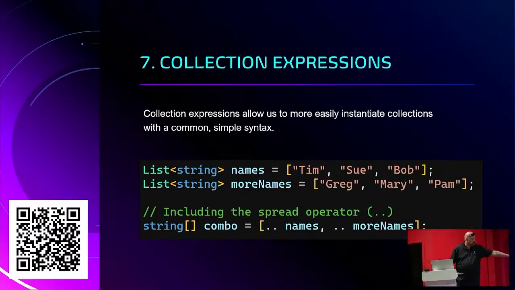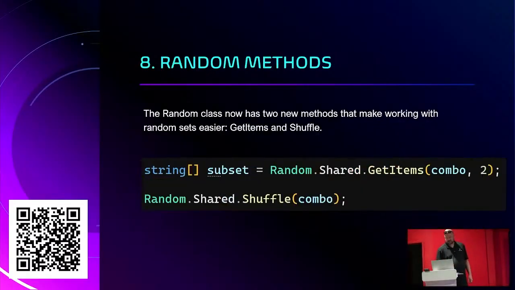So you do two dots in the names, and two dots in more names, and that's going to combine those two arrays or two lists into a new string array. And again, notice we've got two lists of string going into a string array. So we can chuck things all over using our arrays, and it just works. Again, it's making our lives a whole lot easier. So, collection expressions. That's number 7.